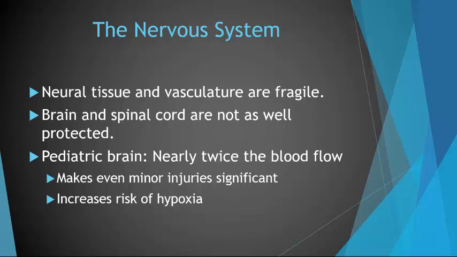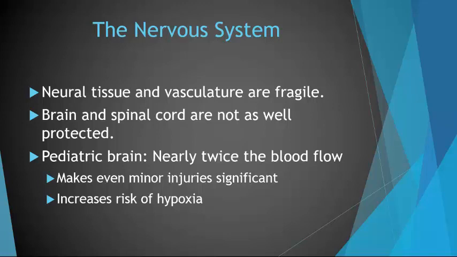Neural tissue and vasculature are very fragile in the pediatric patient. The nervous system continually develops throughout childhood, and early on the brain and the spinal cord are not as well protected in children. It takes less force to cause brain and spinal cord injuries.